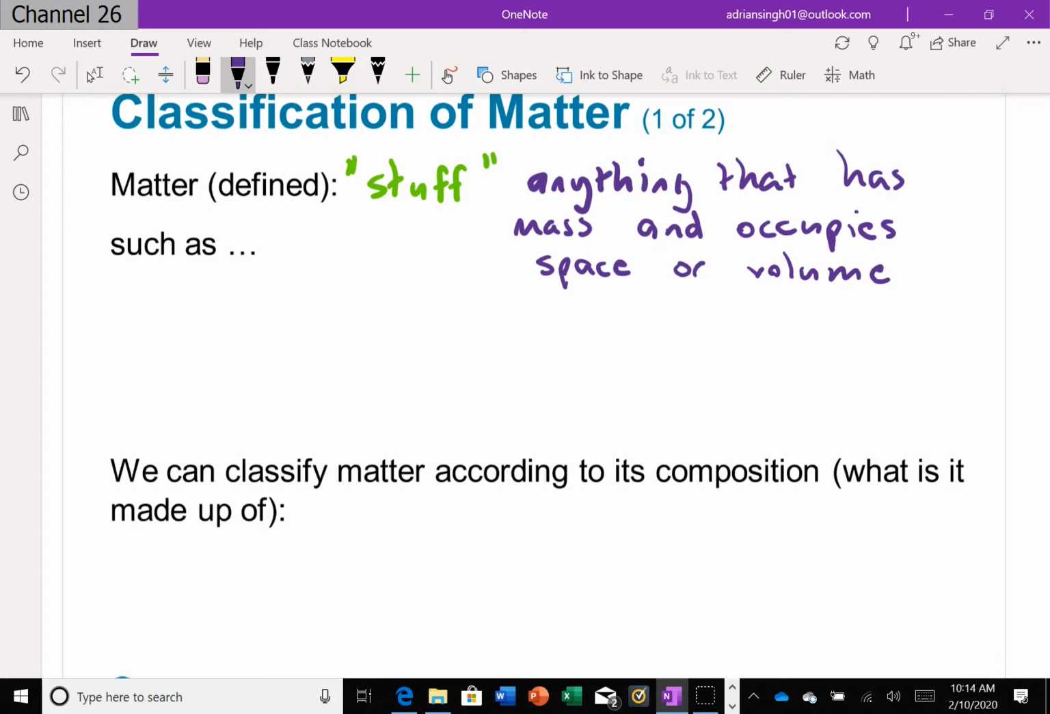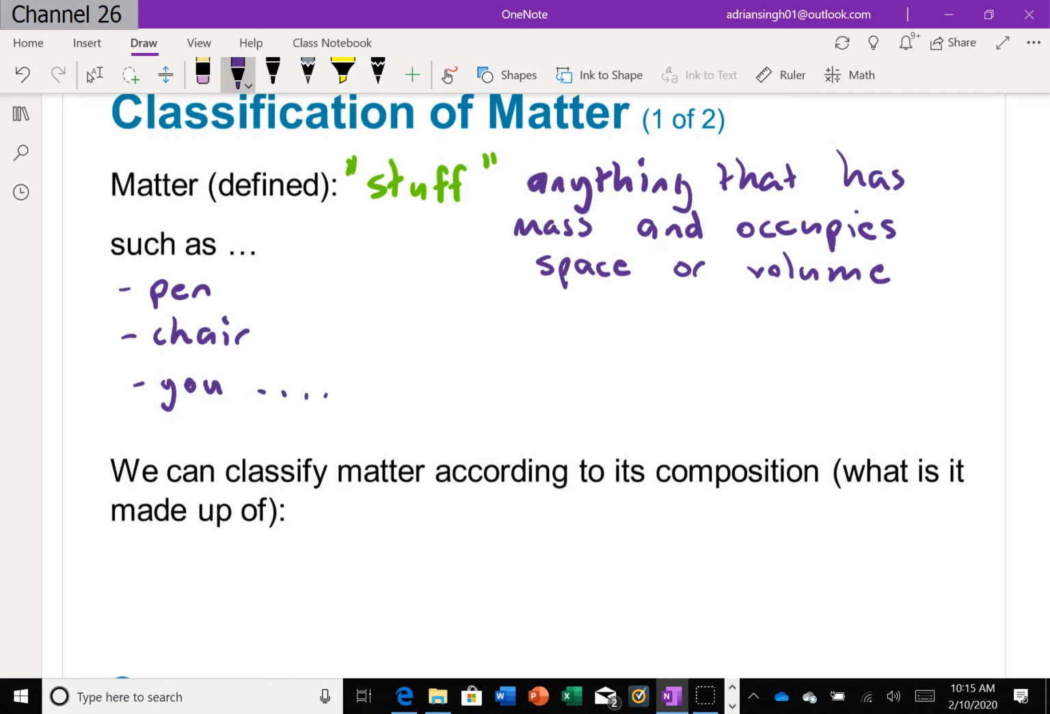Right, and back when we defined it, we looked at different examples of matter, and that could be pretty much anything, right? Most things we can think of. So the pen that you're holding right now, your chair, maybe you, right? You're made up of stuff and you occupy space. So there are lots and lots and lots of examples of matter.